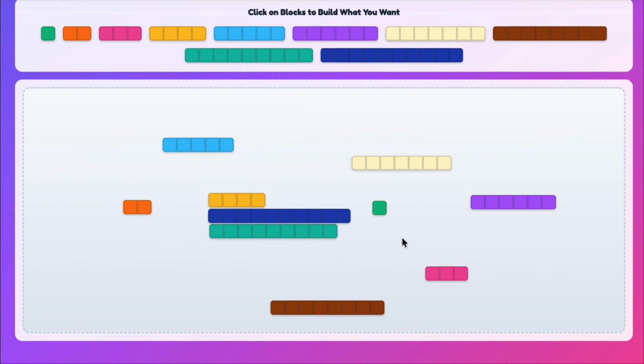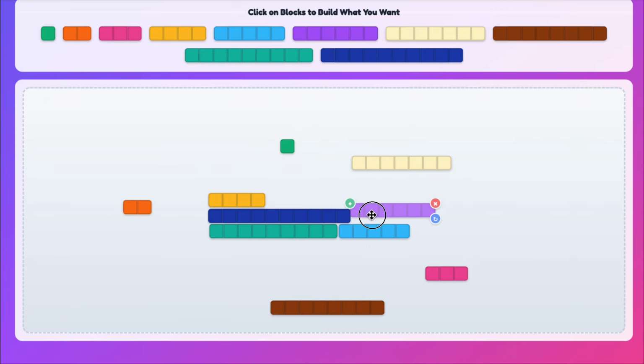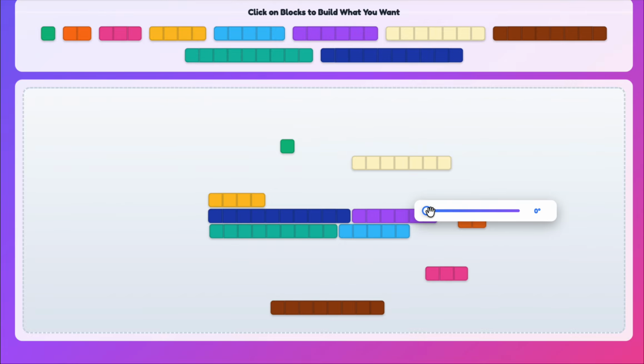I am going to put this here. Move that up there. Put this here. I am going to take this over here. Now, if you click on this blue rotate button, it allows you to rotate counterclockwise, just like you would do in geometry, counterclockwise for positive angles.